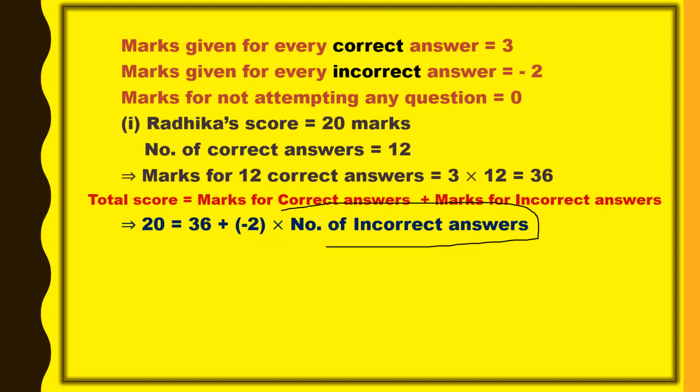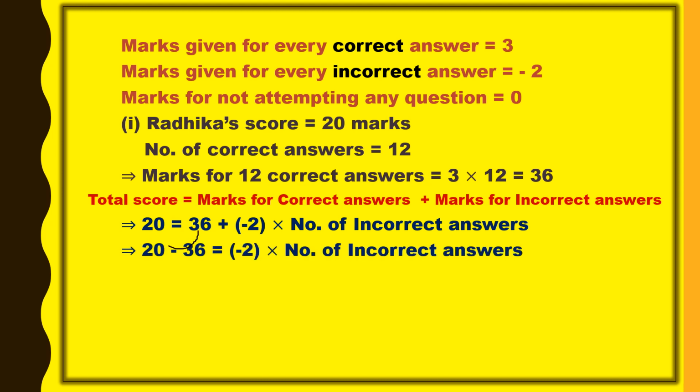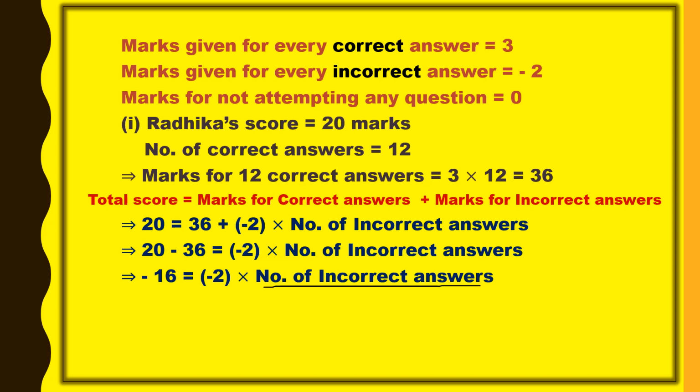If you multiply these two, then only you'll get marks for incorrect answers. So here 20 minus 36, this will be sent there, minus 36, equals -2 into number of incorrect answers. So when you subtract these two, as 36 is a big number, you will get the answer in minus. So minus 16 marks.